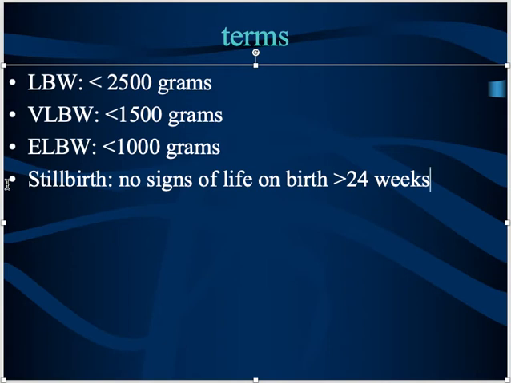Small for gestational age deals with the percentile chart, whereas low birth weight is about how, when they are born, we weigh them and then decide whether it's low birth weight, very low birth weight, or things like this.